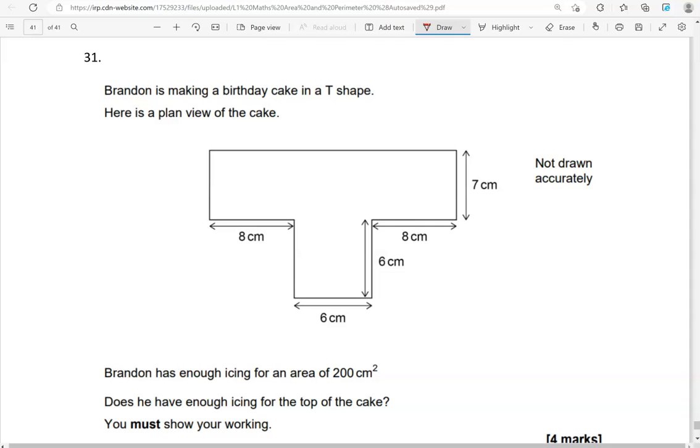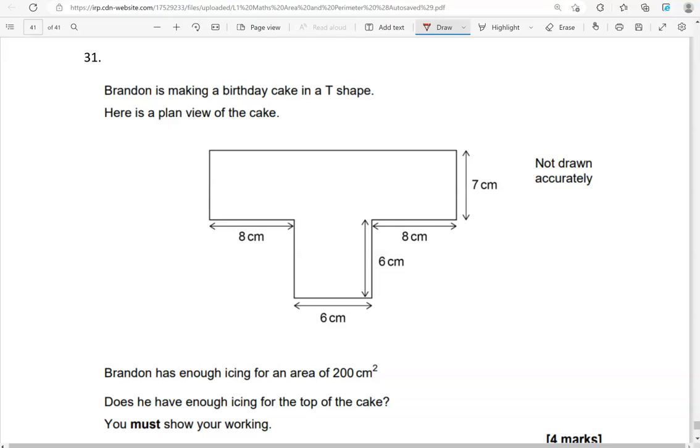Brandon is making a birthday cake in a T-shape. Here is the plan view of the cake. Brandon has enough icing for an area of 200 square centimeters. Does he have enough icing for the top of the cake? You must show your working.